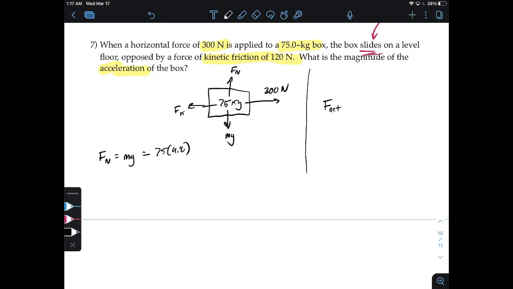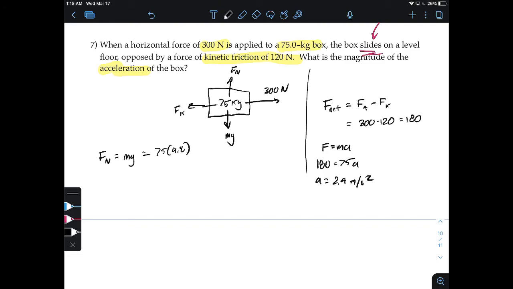So I'm going to do a little sub thing here and say F applied minus F kinetic is equal to 300 minus 120 is equal to 180. And then we're going to say F equals ma, 180 equals 75a, then a would equal 180 divided by 75. That would be 2.4 meters per second squared. If that is the answer on the answer key, I don't know. Yeah, that's the answer on the answer key.